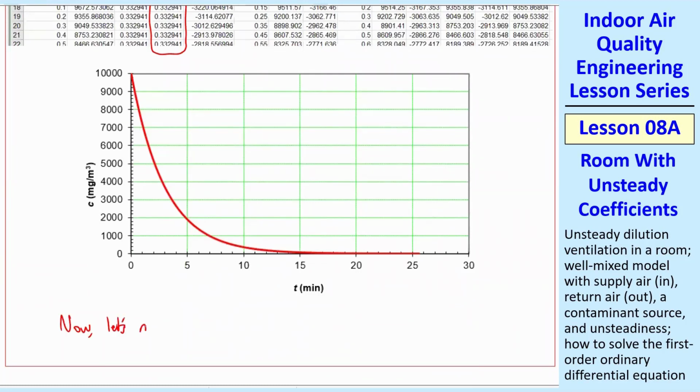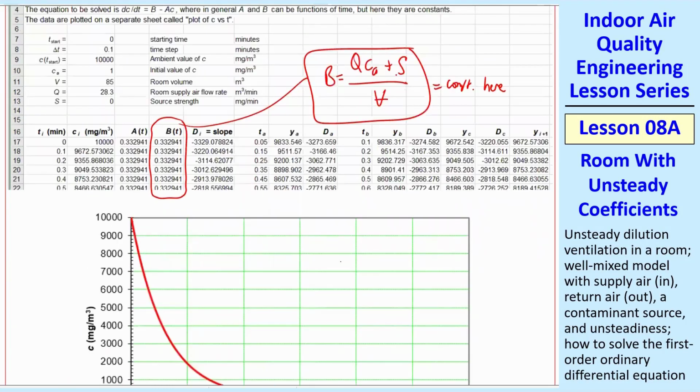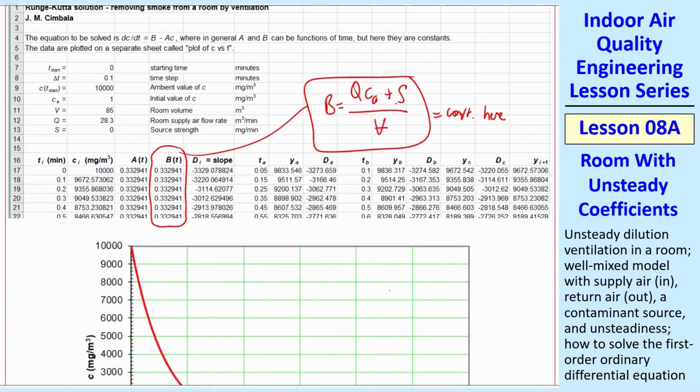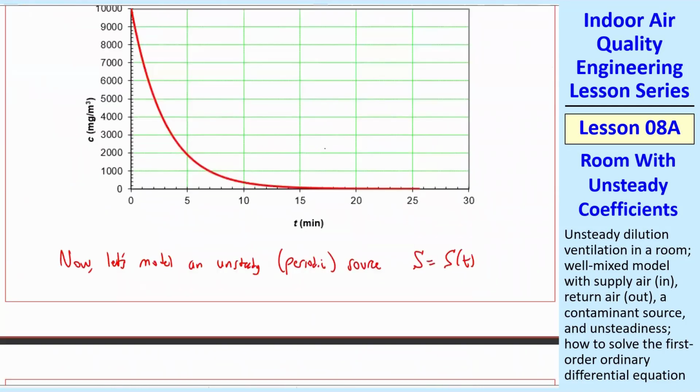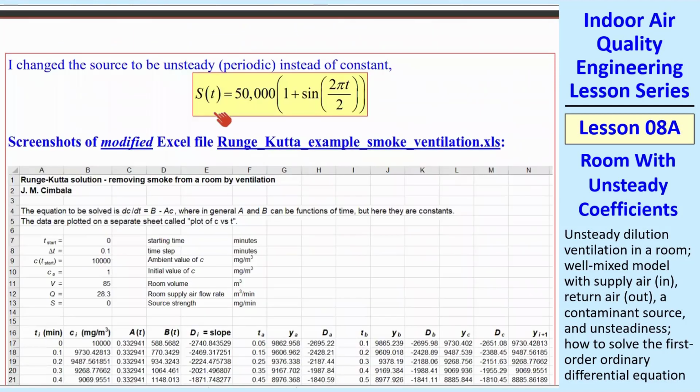Now, let's model an unsteady periodic source. So instead of S being a constant, we have S being a function of time. Now, when S is a function of time, B will be a function of time as well, because B is QCA plus S over V. QCA and V are all constant, but S will be changing. So when S is not a constant, B will not be a constant either. And I'm going to modify this with a periodic S.